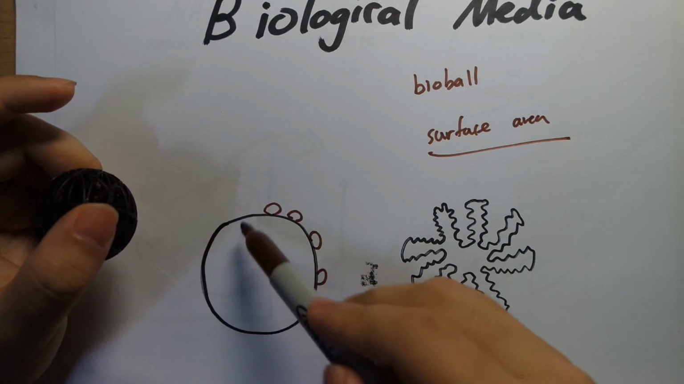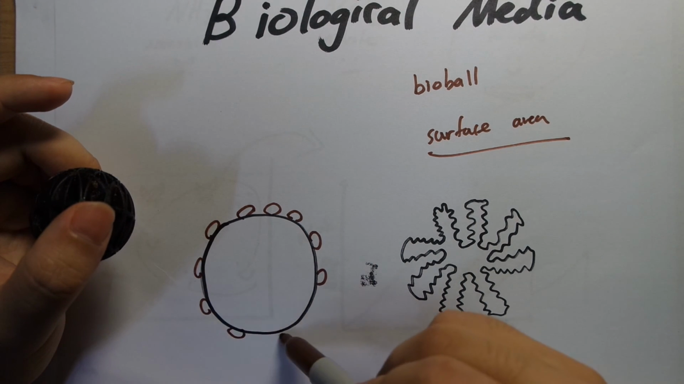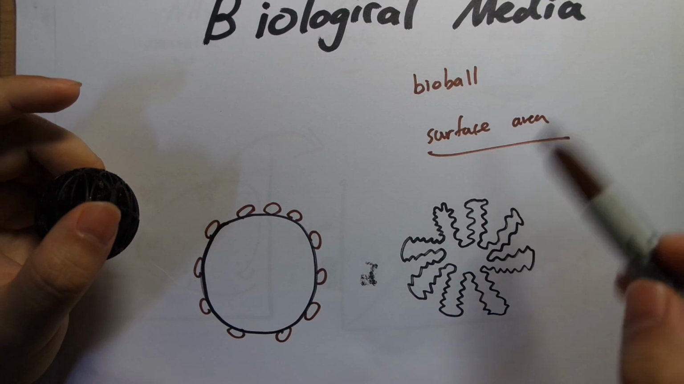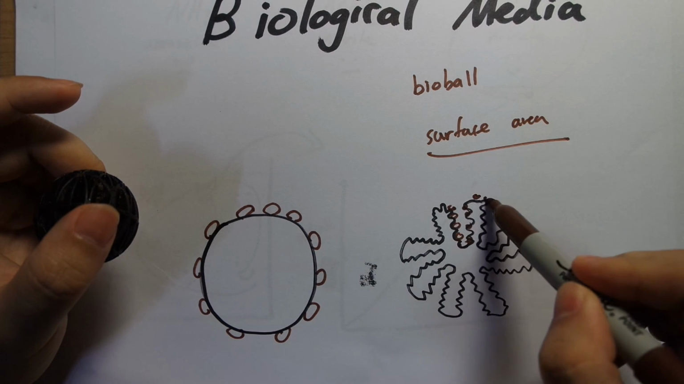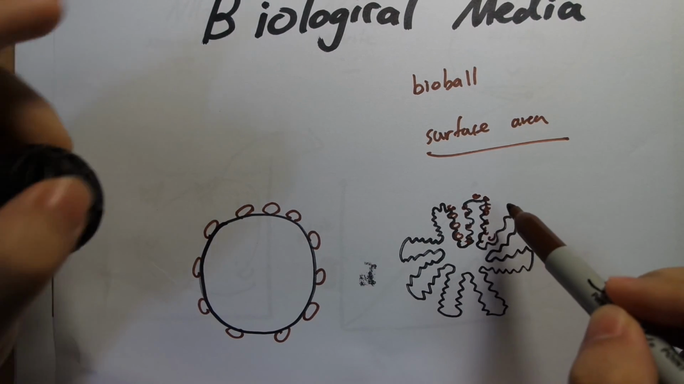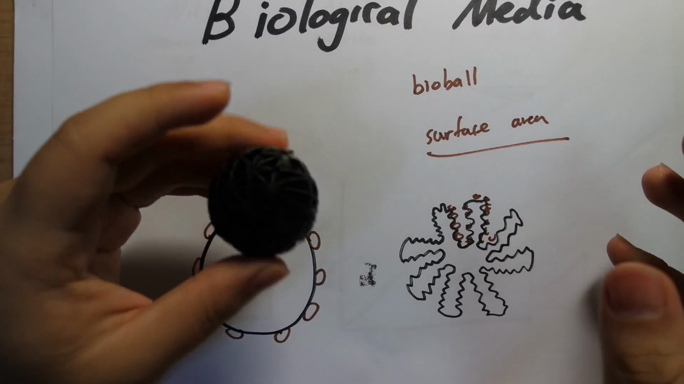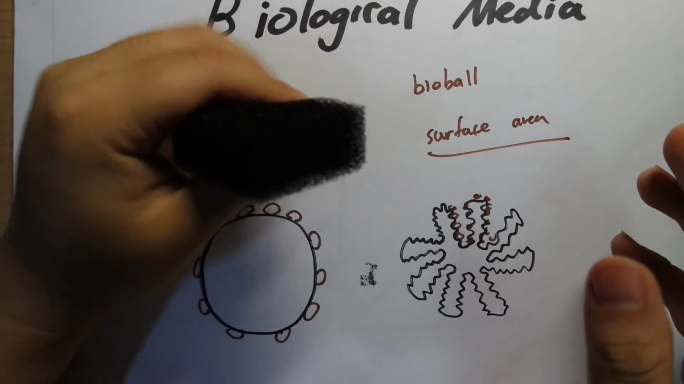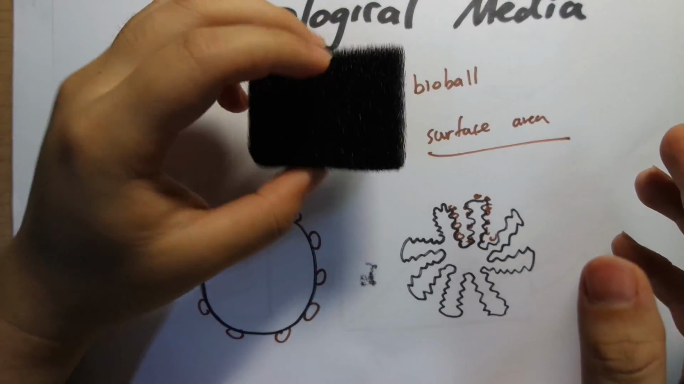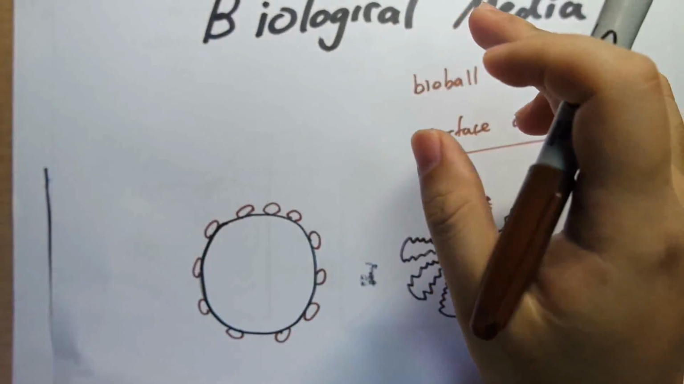So let's say you have something like this with not so much surface area. You're not going to be able to grow that much bacteria. But if you have something with high surface area, there are all these spaces for the bacteria to grow. So biological media is all about having something with high surface area. So you can use stuff like bioballs. And actually, stuff that is commonly used for mechanical filtration, like sponges, also has tons of tiny pores for bacteria to grow in. So sponges work great.